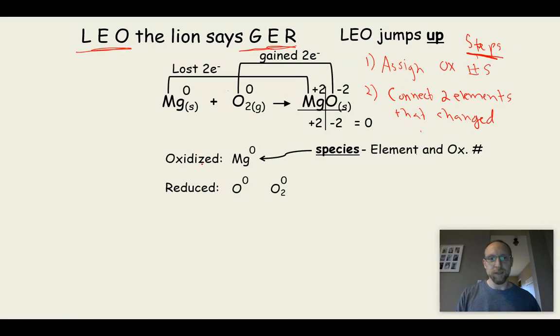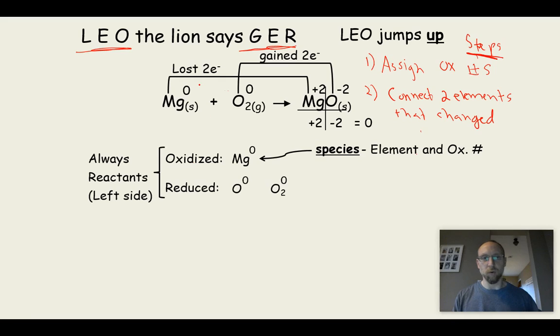Now, who gets oxidized and reduced? Remember, this is a reaction. Here are your reactants, and here are your products. The reaction occurs on this side. So whoever is gaining and losing electrons, they're always going to be reactants, always off the left side. When we're picking our oxidized and reduced species, just remember, they're always off the left-hand side. We're not going to pick anybody on the right. That should help make things a little bit easier when you're choosing who's oxidized and who's reduced.